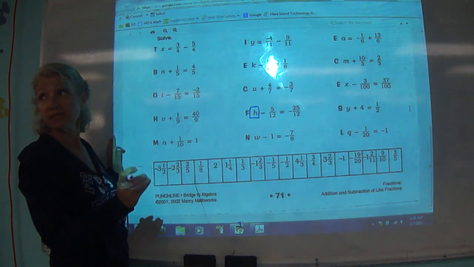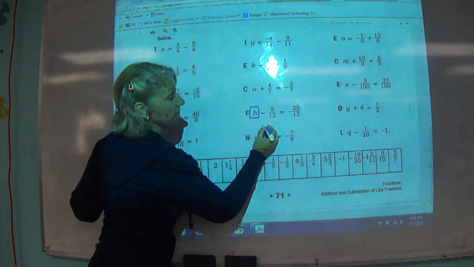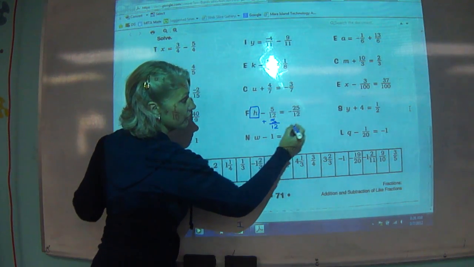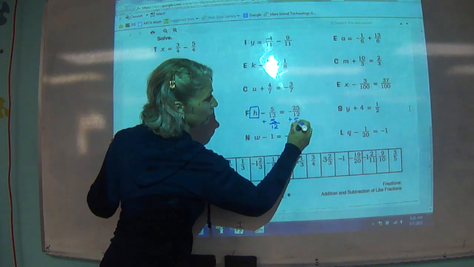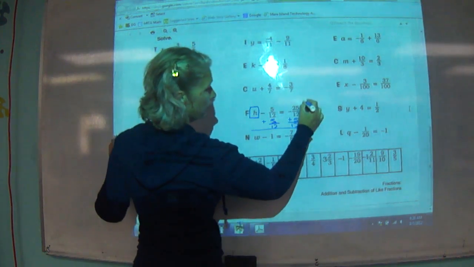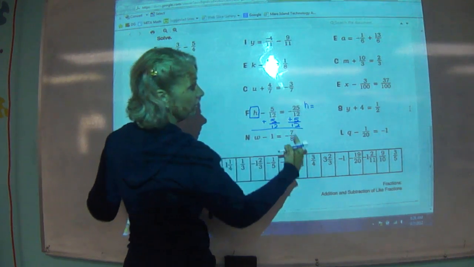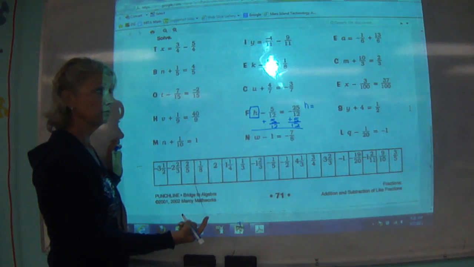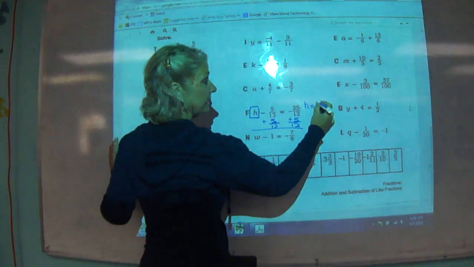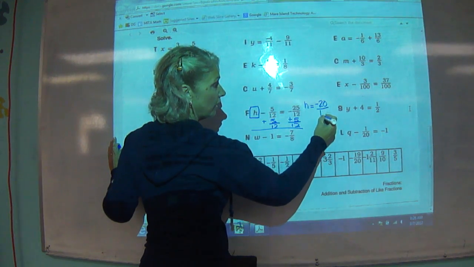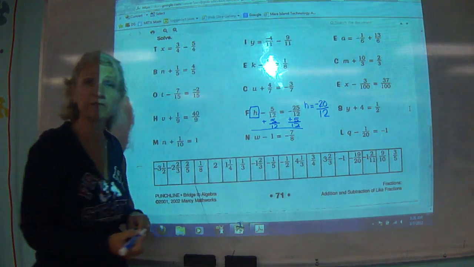So what's the opposite of negative 5/12? Positive 5/12. So let's add positive 5/12 to both sides, right? So we end up with H equals negative 25/12 plus 5/12, which is what? Negative 20/12. Can we simplify that?